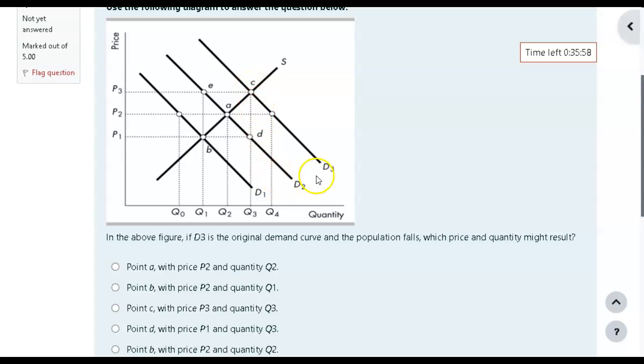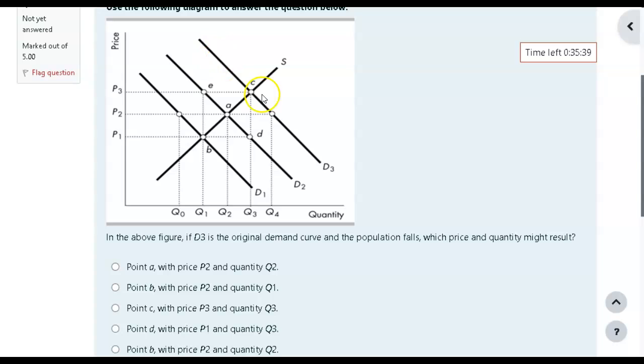D3. So if the population falls, the demand of some products will fall. Because think about it. If in a city you have 100 people and then suddenly you have 10 people, less people will purchase your products, your quantity will decrease.